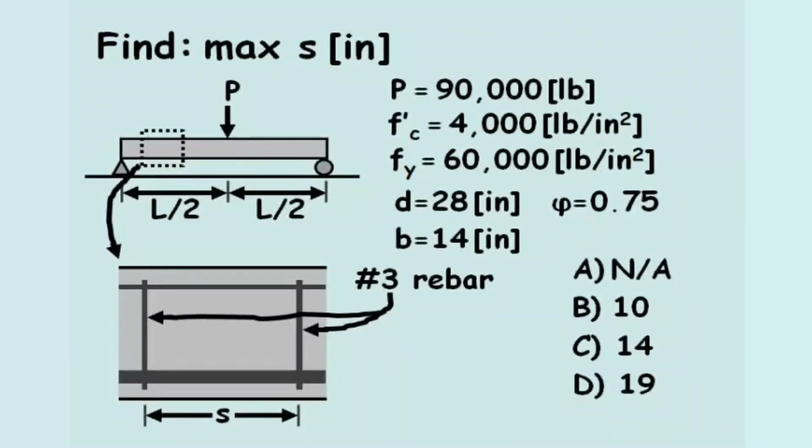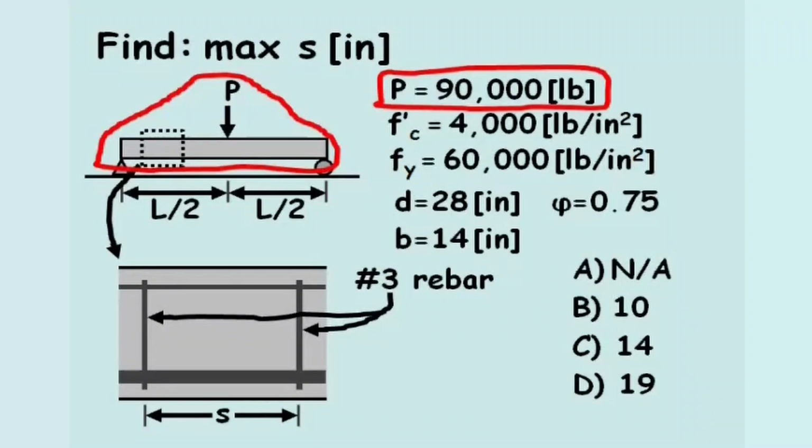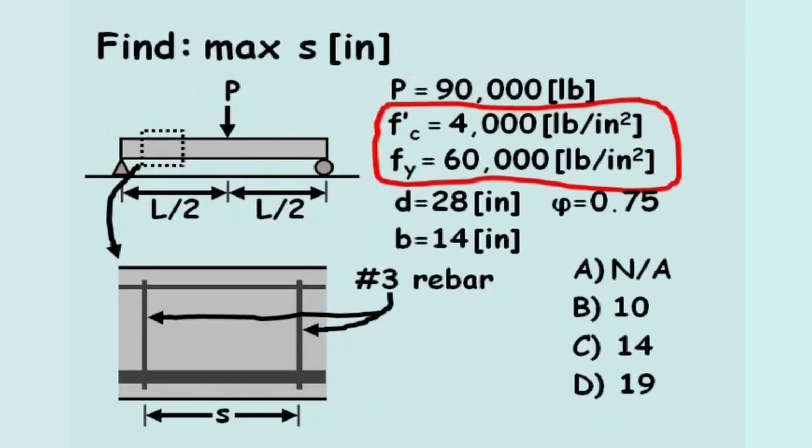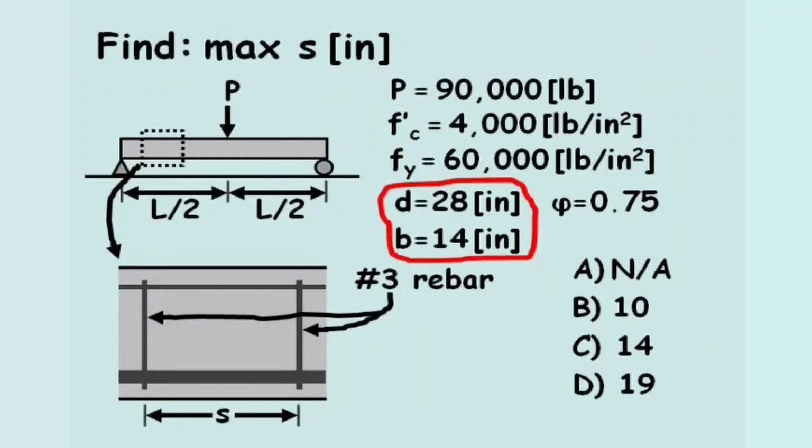Find the maximum stirrup spacing in inches. In this problem, a simply supported beam has a midspan point load of 90,000 pounds. The concrete compressive strength and the steel's yield stress are provided, as well as the beam width and depth to tension steel. We also know the stirrups are number 3 sized rebar.